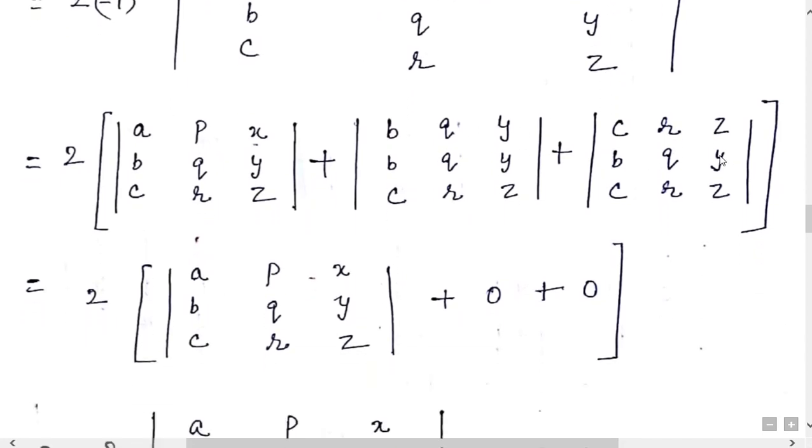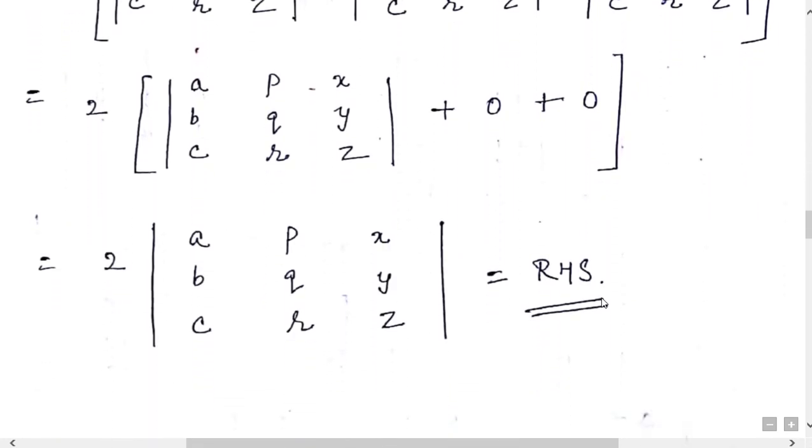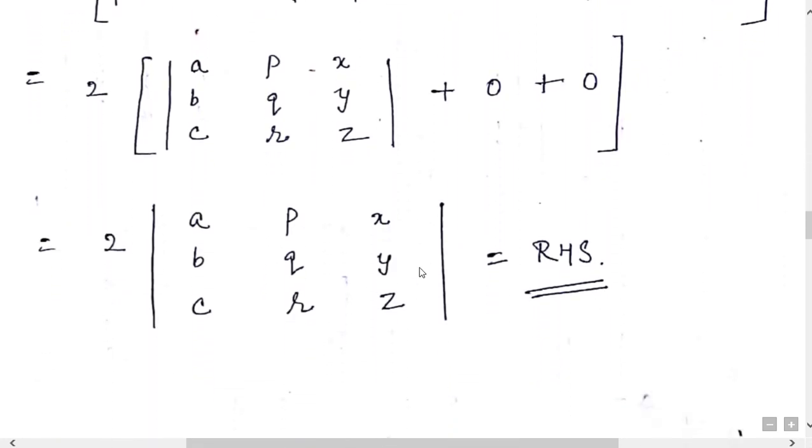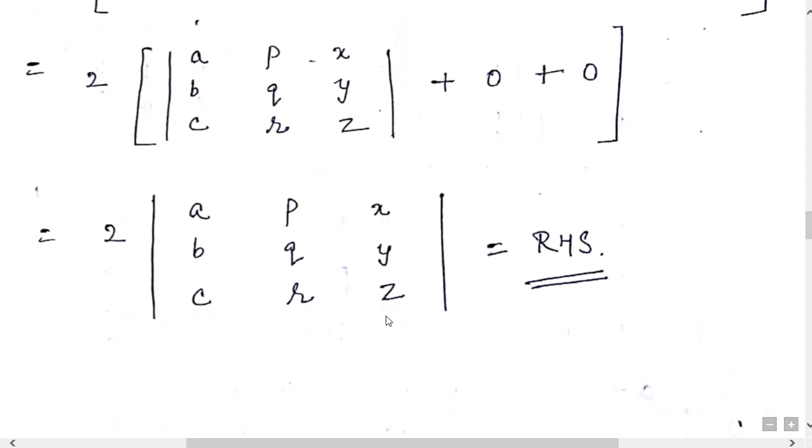Now the second and third values are 0 because two rows are identical, first and second here and first and third here. It means the answer is 0. Now you get the answer twice into the required answer. It's the right hand side.